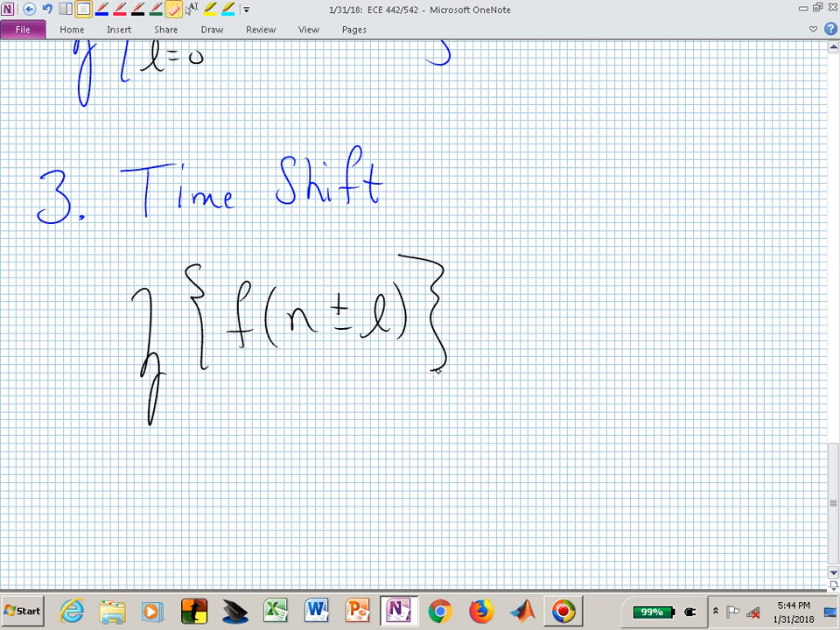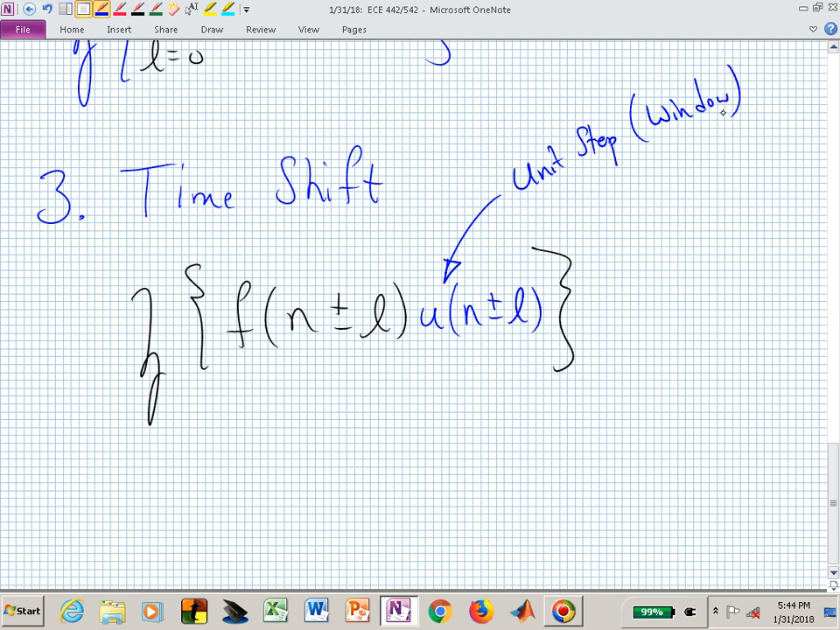Now, what I should do probably to make this more explicit is actually include in here a window that turns this off or on at a particular point in time. This U is a window, and I'm using this as the unit step. And I'm actually going to be referring to this as the waveform itself is aligned with the window.